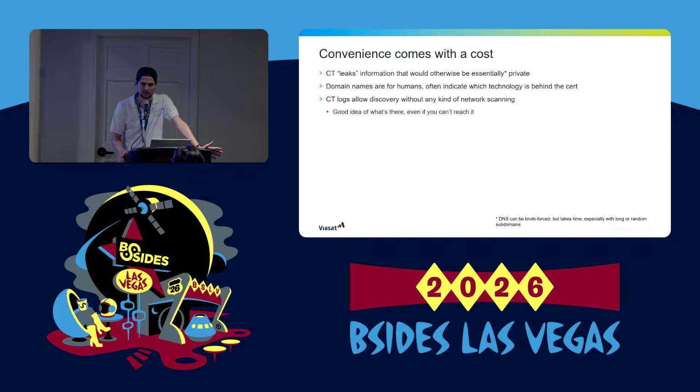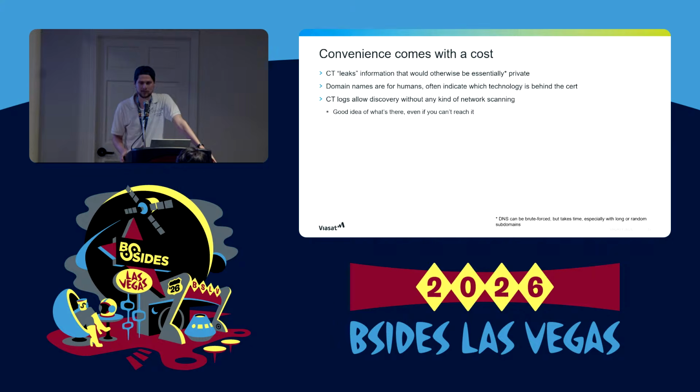Domain names are for humans, usually. We like to pretend that the computers are using them, but computers speak IP, right? Domains are for humans to identify what's there. So it indicates what technology is sitting behind the certificate, because we're pairing certificates and DNS and machines, and there's an intent there. And CT allows discovery without any kind of network scanning.